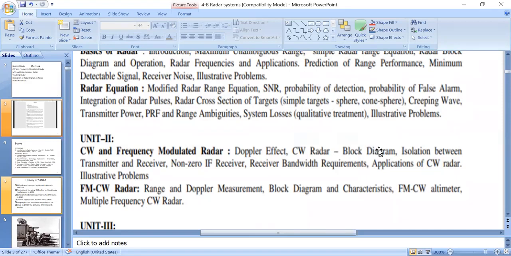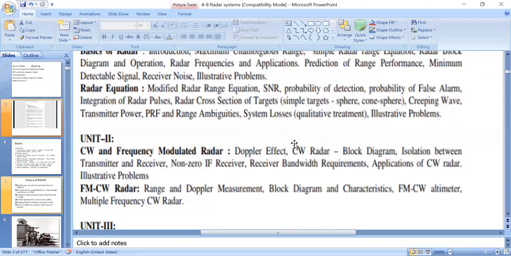What are the main drawbacks in this one? Flicker noise is introduced, and there is a lack of isolation between the transmitter and receiver. There may be a chance of receiver burnout, and there may be many problems, right? And the third one is that it is not able to measure range. It is only able to detect the moving target, but range measurement is not possible with the basic continuous wave unmodulated radar, which is also called the continuous wave Doppler radar, right?